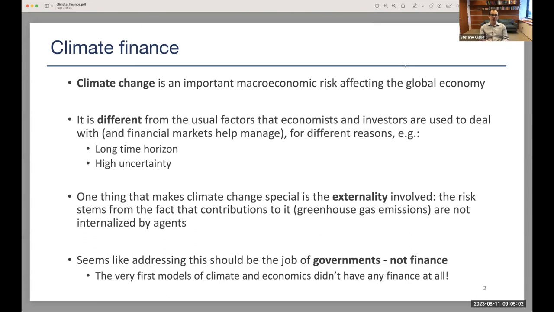And the point is, this looks like the kind of job that a government would do. It's not very clear ex ante why finance has a role to play. Because if there is an externality, we know from economic theory we have a bunch of tools we can use, like carbon taxes, for example, and we should just do that and solve the problem. Why is there a role for finance at all? In fact, just to underscore this, as we'll see later, the very first models integrating climate and the economy didn't have any finance at all. So what does finance have to do with all this?